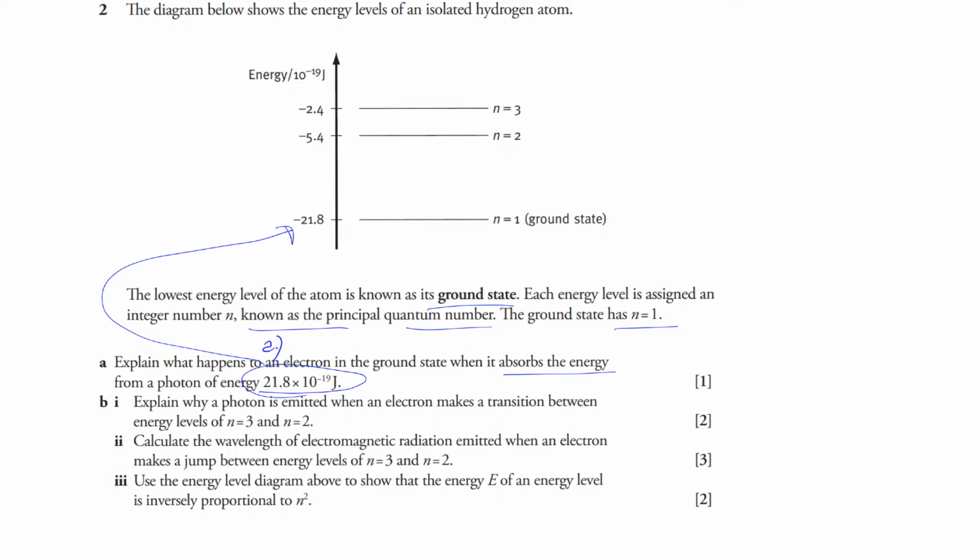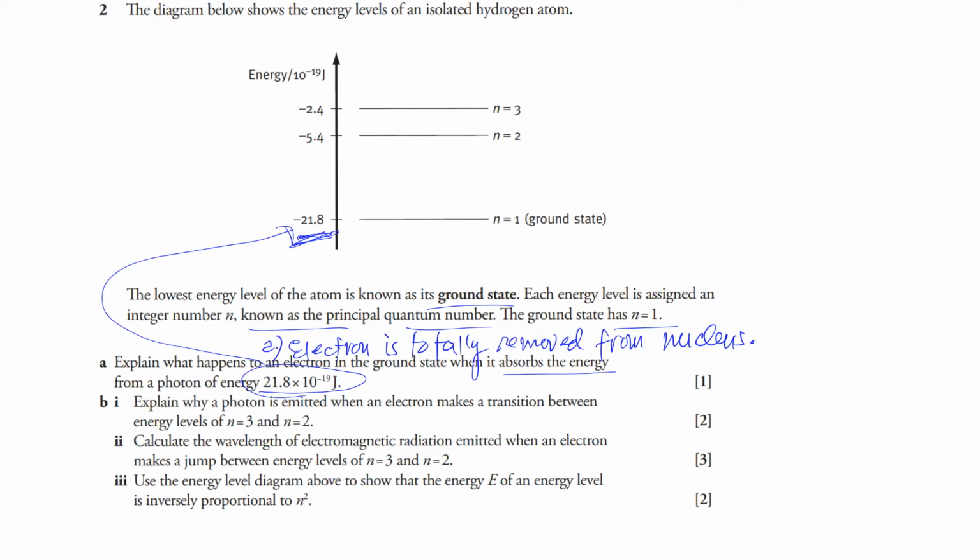So the answer to that, let me write my answer here for letter A. The electron is totally removed from the nucleus. That is what happens because it's the maximum energy here.